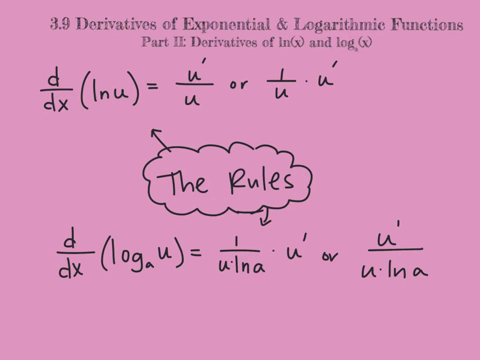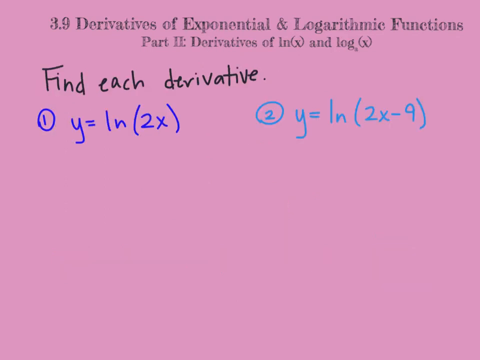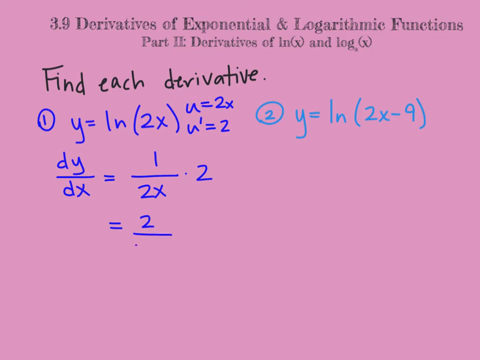Let's do some examples. Okay, for numbers 1 and 2, we want to find each derivative. Each is using a natural log. And so the main idea behind natural log to find the derivative is it's 1 over that function on the inside. So it's 1 over 2x, our inside function. Then we need to invoke the chain rule by multiplying by the derivative of what's on the inside, the derivative of u, which is times 2. So we can rewrite this as, again, u is 2x, and u prime is just 2. So it was u prime over u. So we have 2 over 2x, which simplifies to 1 over x.